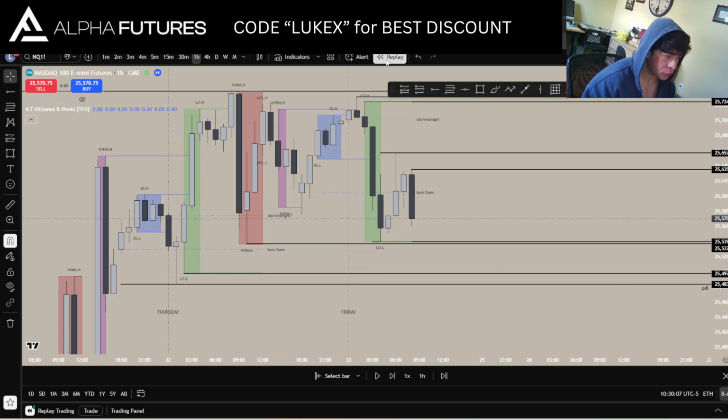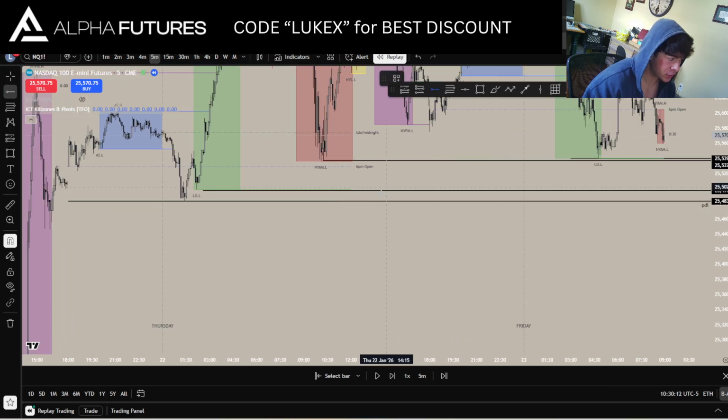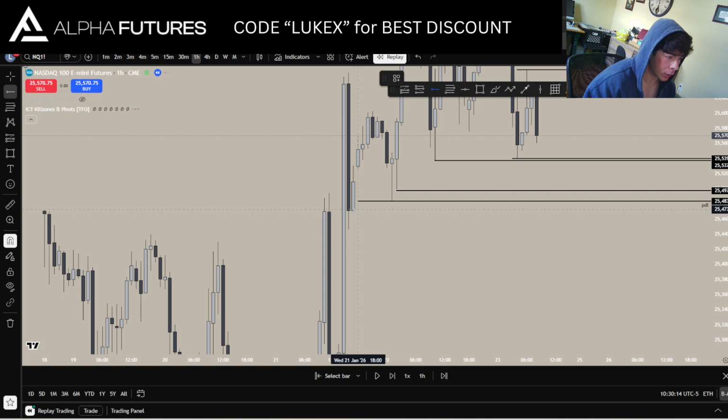So we have our buy side draws marked out, sell side draws marked out. We could also mark out this, where I think there was a gap here.